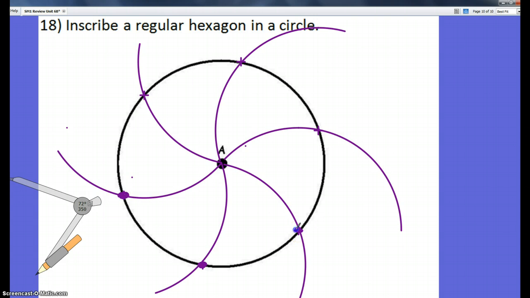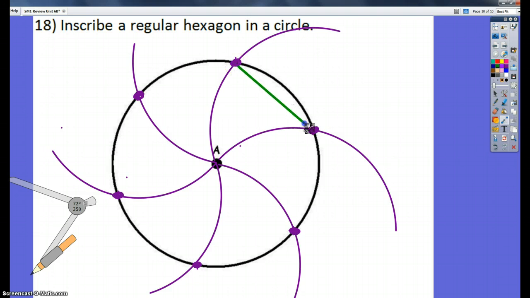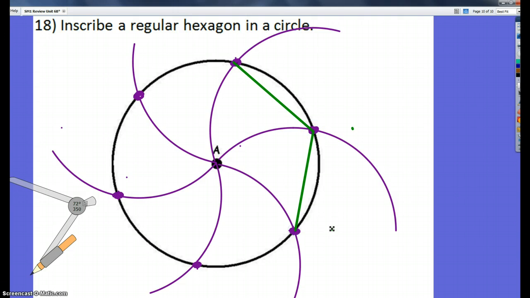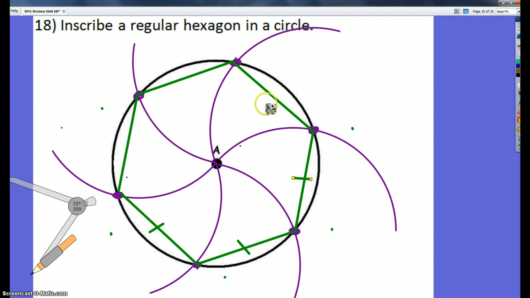And now, if we take our straight edge and you have your 6 points on the outside, you are going to connect those, and that is a regular hexagon. And that's all. There it is. And to mark it as a regular hexagon, we should actually put these marks on it to show that all those 6 sides are equal in length.